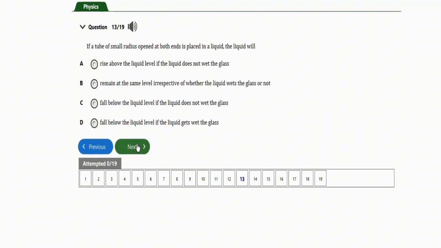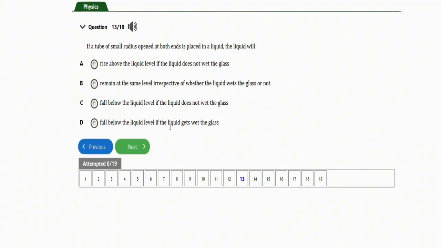It says if a tube of small radius opened at both ends is placed in a liquid. I think we've answered this question before. Let's check the options. Option A, the liquid will rise above the liquid level if the liquid does not wet the glass. Option B, remain at the same level irrespective of whether the liquid wets the glass or not. Option C, fall below the liquid level if the liquid does not wet the glass. Option D, fall below the liquid level if the liquid wets the glass. The correct option is option C, fall below the liquid level if the liquid does not wet the glass. Alright, so that's it for this question.